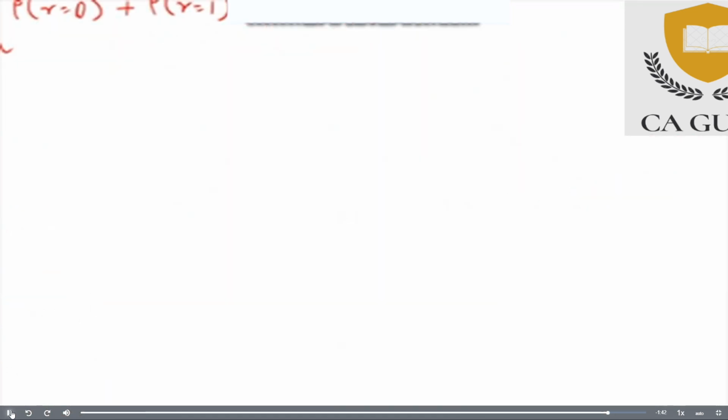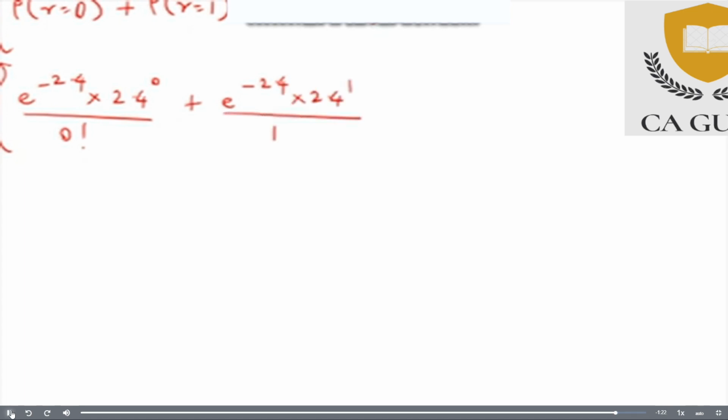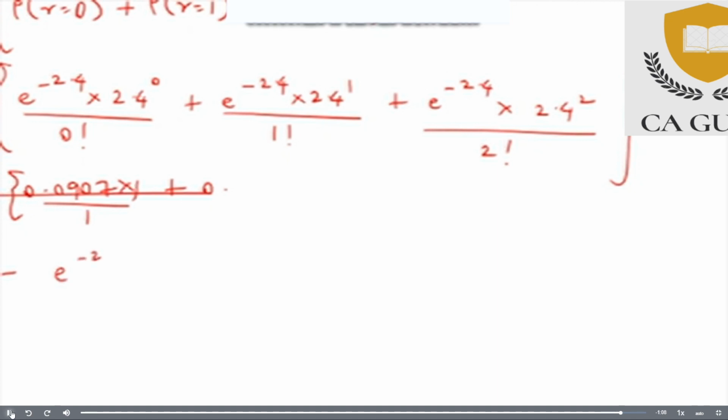So 1 minus, we will put a bracket here: e to the power minus 2.4 into 2.4 to the power 0 by 0 factorial, plus e to the power minus 2.4 into 2.4 to the power 1 by 1 factorial, plus e to the power minus 2.4 into 2.4 to the power 2 by 2 factorial. This would give the answer to our question. So you can say 1 minus e to the power minus 2.4 into (1 by 1 plus 2.4 by 1 plus 2.4 square by 2).